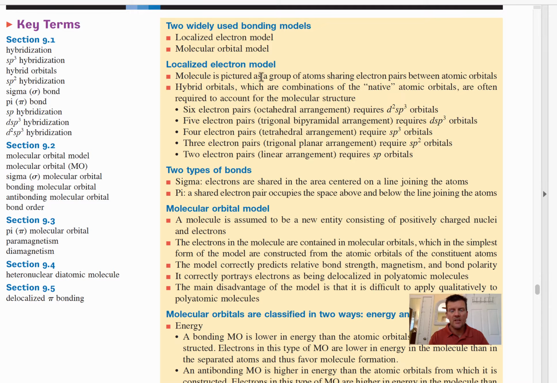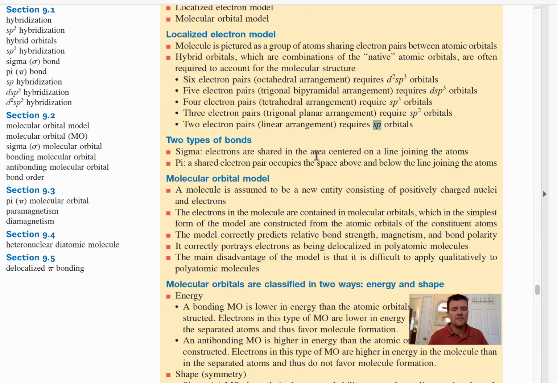You're going to be assigning a name to that hybridized orbital, and it'll be a name describing the orbitals that it came from. So d2sp3, dsp3, sp3, or sp, that's the name for a single hybridized orbital because it came from the s and the p, or the s and two p's, or the s and three p's, whatever. That's how it was formed, from those different atomic orbitals.